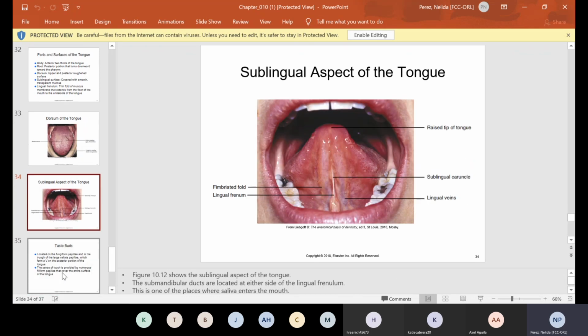Now, here's the sublingual aspect of the tongue. So here is that lingual frenum. Remember we talked about frenums on the buccal side; now this is the lingual side. And of course, you know the tip of the tongue. Yesterday we talked about the sublingual caruncles. They're right over here. And of course, you can see the veins on your tongue too when you lift up your tongue.